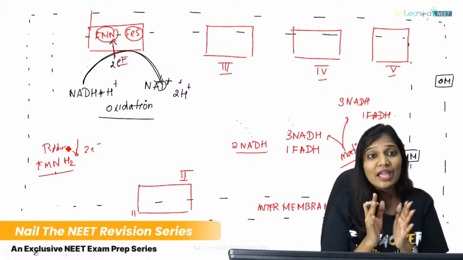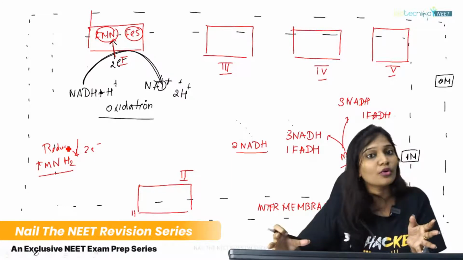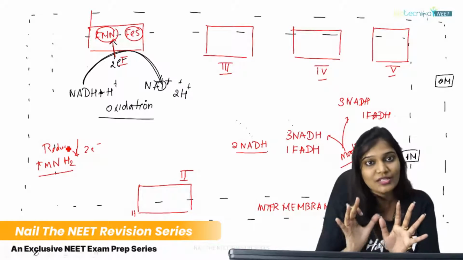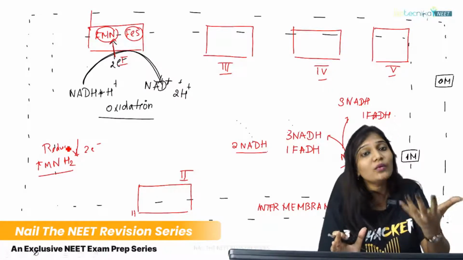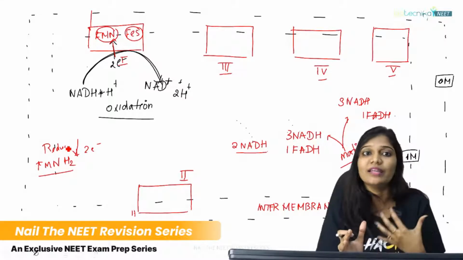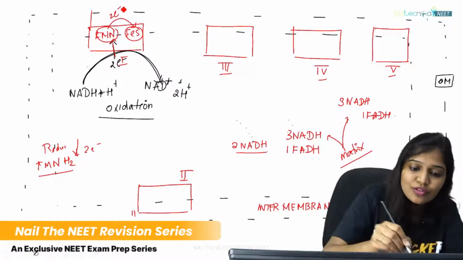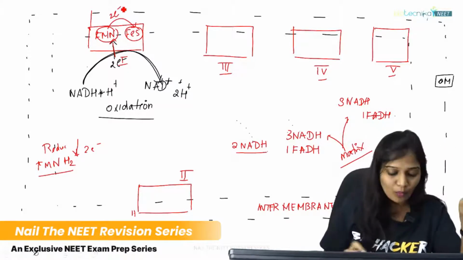So what is happening? NADH is giving electrons and removing protons. So this is oxidation: NADH is getting oxidized, whereas the molecule which accepts electrons and adds hydrogen is getting reduced. And now this FMN is going to give a pair of electrons to FeS.